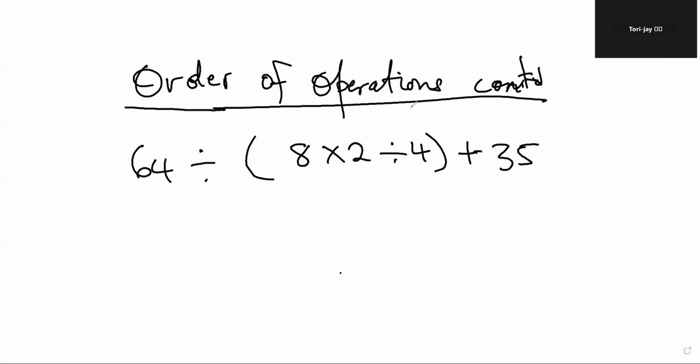So, sir, it says 64 divided by bracket 8 times 2 divided by 4 bracket plus 35. So, sir, the first thing you're going to do is work between the brackets. The multiplication comes before the division if the multiplication is in front, on the left. Very good. Sir, 8 times 2 is 16. So you're going to bracket 16 and put a division sign and put a 4.